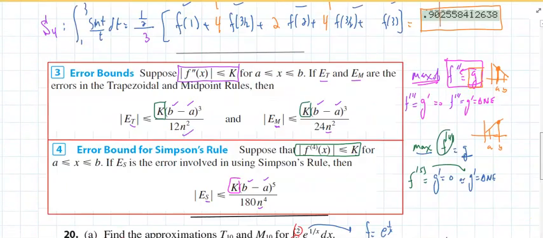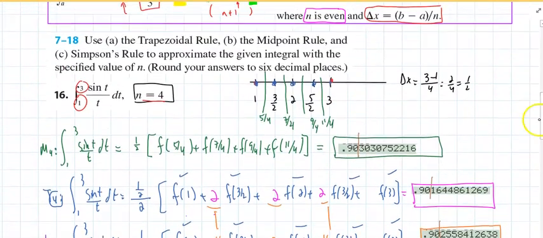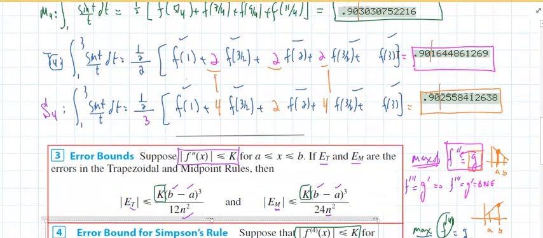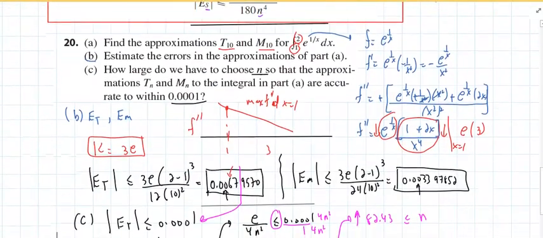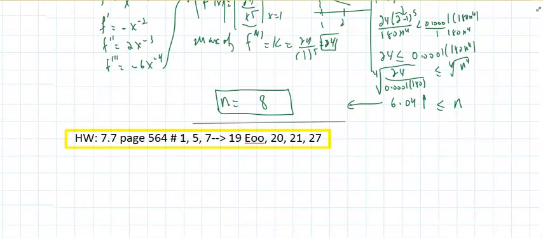Now, just checking if I gave you a page number on this, because sometimes I get excited, and I did get excited on this. So these are on page 564. And I'm going to list the homework down. And this is the homework, 7.7 on page 564, number 1, 5. Let's go 7 through 19, every other odd, 20, 21, and 27. The last three have an arrow with them, and the 7 through 19, every other odd, will be using the trapezoid and the midpoint. And that concludes this section.